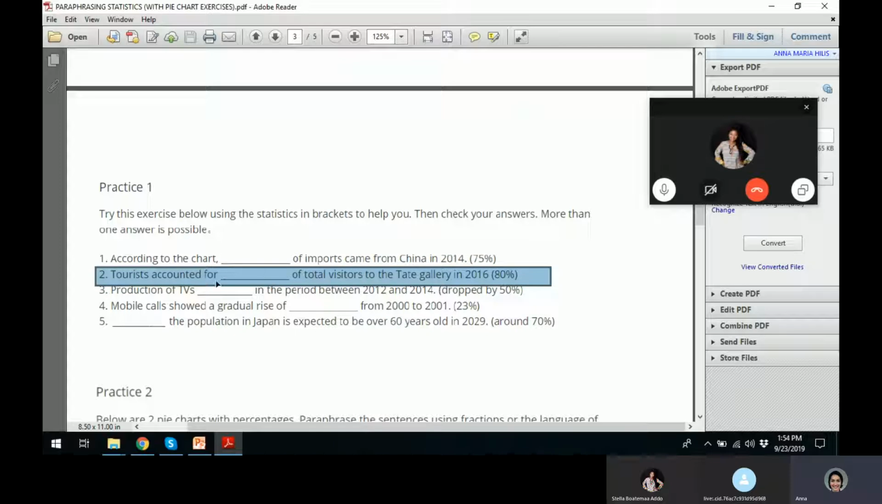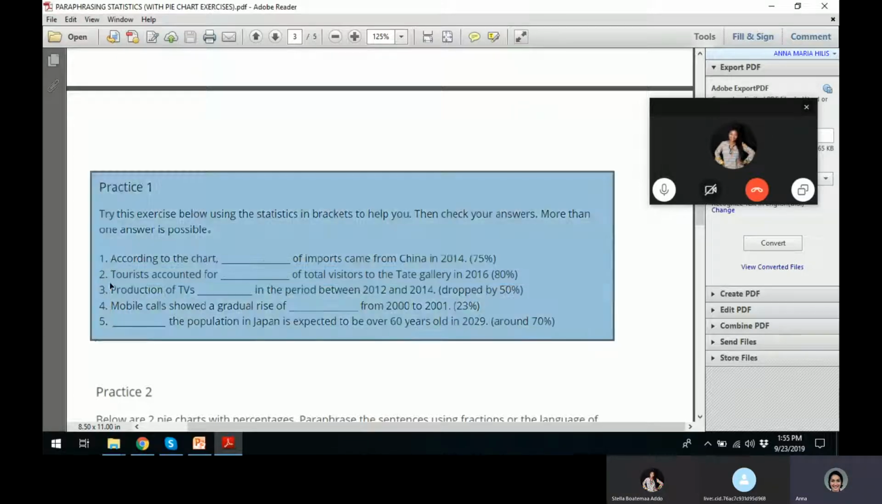80%. Tourists accounted for 80% of total visitors to the Tate Gallery in 2016. What can we say here? A significant proportion of around 80%. A significant number of total visitors? Four fifths, 4/5. Okay, because a fifth is 20%. So multiply by 4, that's 80%, so 4/5. Correct. What else? A large number, okay, of total visitors.